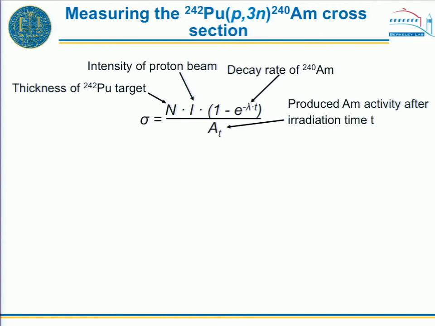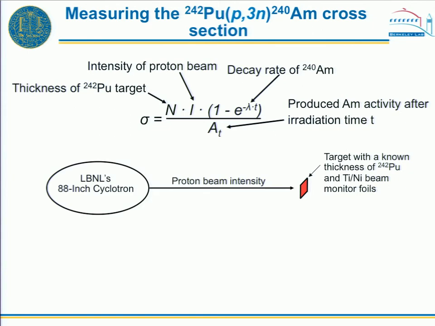So here I have my equation for cross-section again in terms of producing americium-240. How do we do these experiments to measure sigma? Well, first we take a target with a known thickness of plutonium-242. The first 2 years of my work was producing the plutonium targets. And then we measured their thickness using a simple alpha counter. This gives us the thickness of our plutonium-242 target.